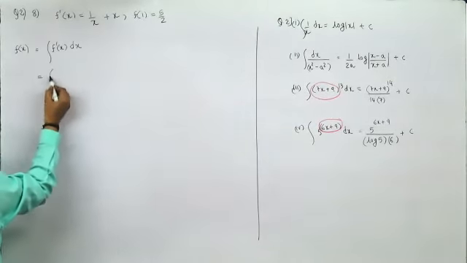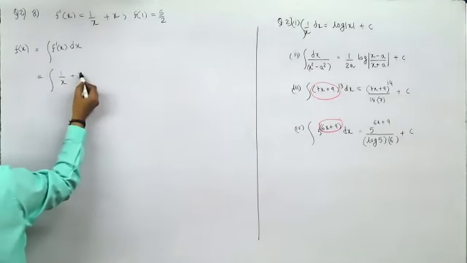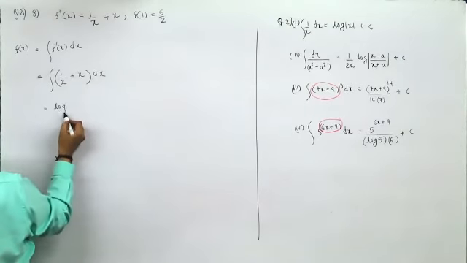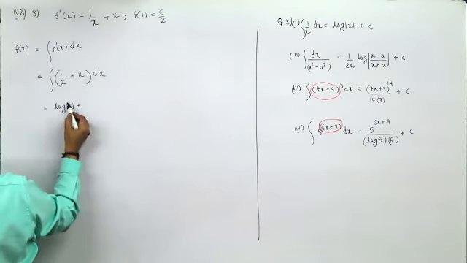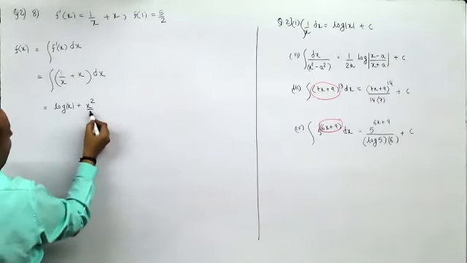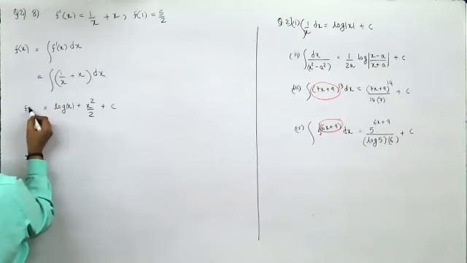So what is this equal to? It is the integral of (1 upon x plus x) dx. Now integration of 1 upon x is log x, and integration of x, which is x raised to 1, would be x square by 2, plus c. This is f of x.